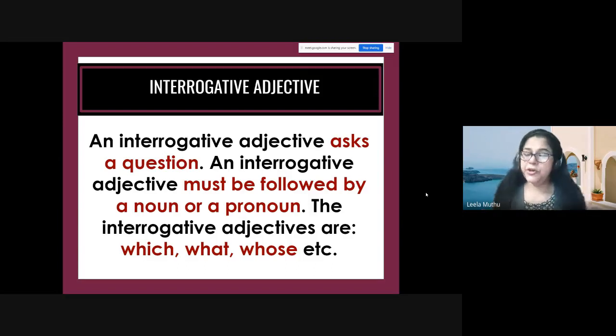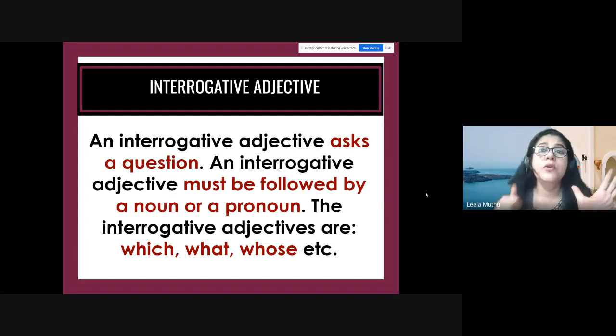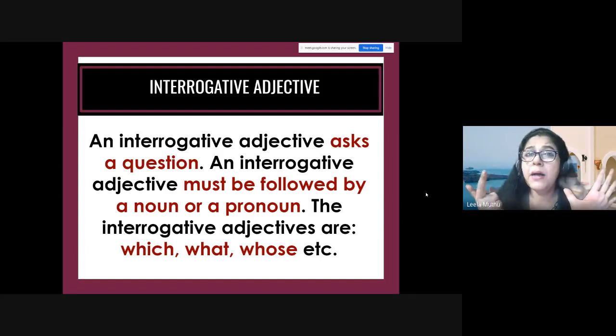Oh, you know all the interrogative words. You have so many interrogative words. Most of them start with W: why, who, when, which, where, whose, whom, how. All these words are used to ask questions. So similarly, interrogative adjectives are used to ask questions.